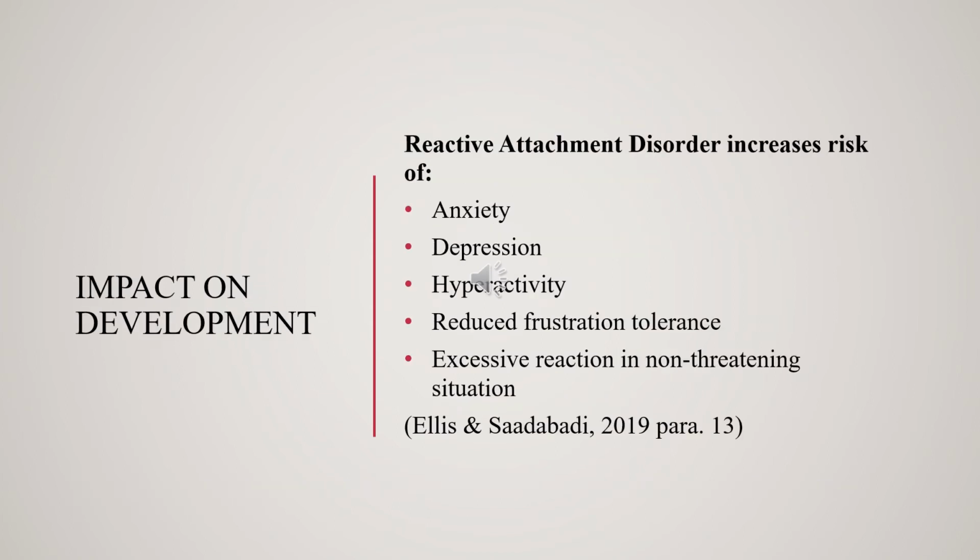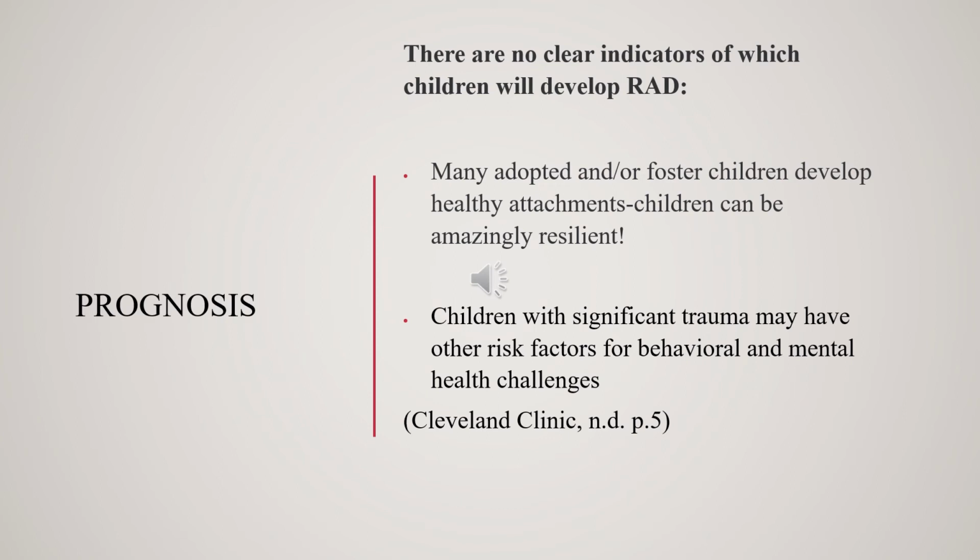All of the trauma that causes reactive attachment disorder has a huge impact on their development. Anxiety, depression, hyperactivity, reduced frustration tolerance, and excessive reactions in non-threatening situations. There's not really any clear indicators of which children are going to develop reactive attachment disorders. So, right now, the prognosis is either with or without help. Either way, they're either going to grow out of it and have healthy attachments, or they're going to struggle because of the trauma and all the other risk factors that they have.